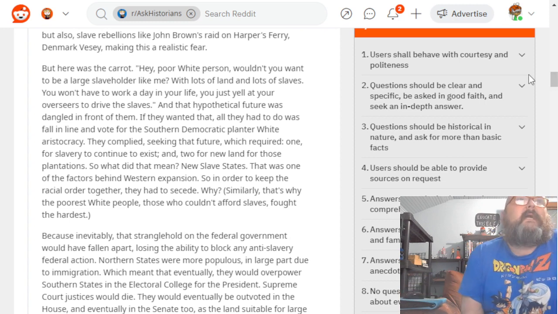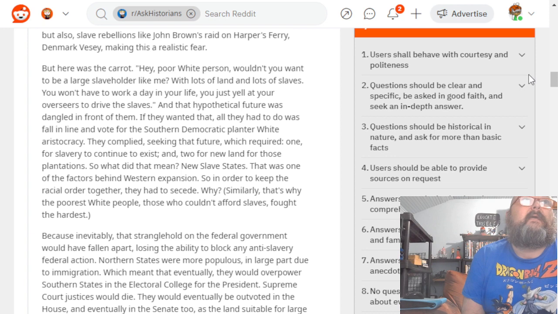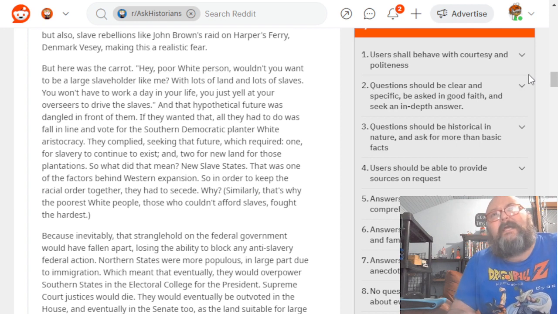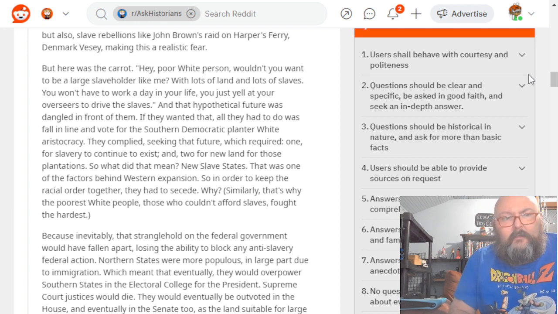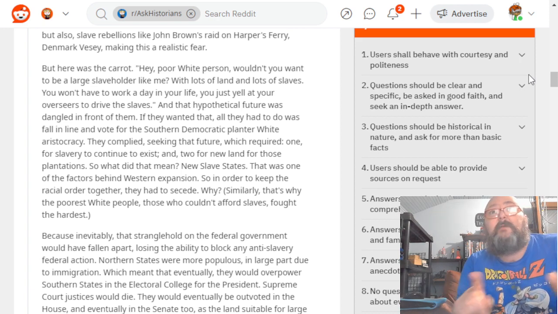But here was the carrot. Hey, poor white person, wouldn't you want to be a large slaveholder like me? With lots of land and lots of slaves, you won't have to work a day in your life. You just yell at your overseers to drive the slaves. And that hypothetical future was dangled in front of them. Also, something that tends to be used: you're not poor. You're just a temporarily disadvantaged millionaire.